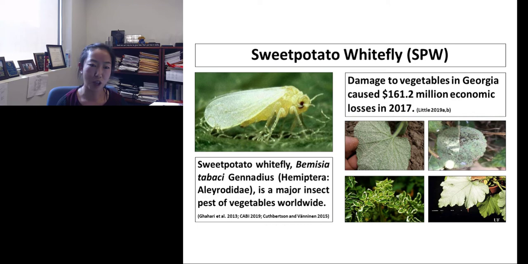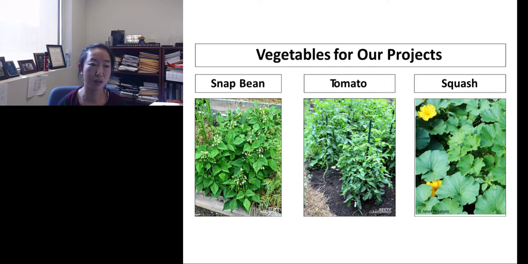The most devastating damage caused by the sweet potato whitefly is the transfer of plant viruses. The sweet potato whitefly has been called a super vector because it can transfer over 100 plant viruses. The most devastating virus is called the tomato yellow leaf curl virus, and you can see the symptom in the first picture. Those damages can cause enormous economic losses.